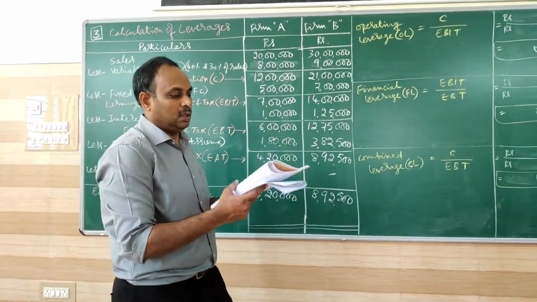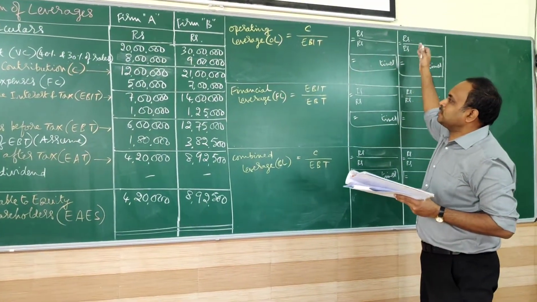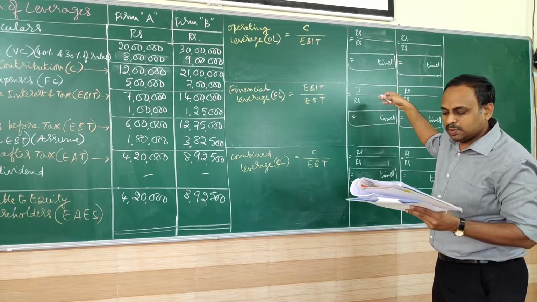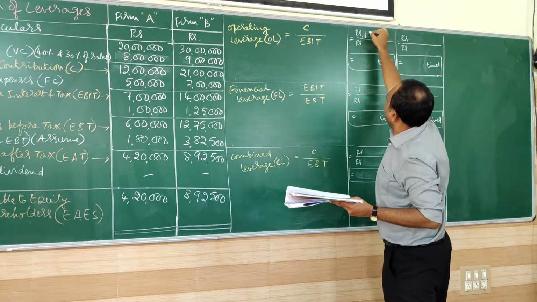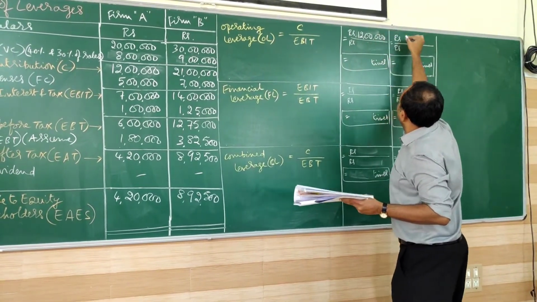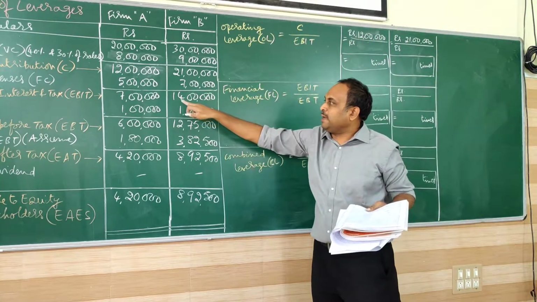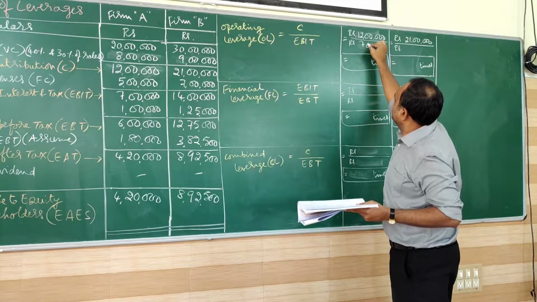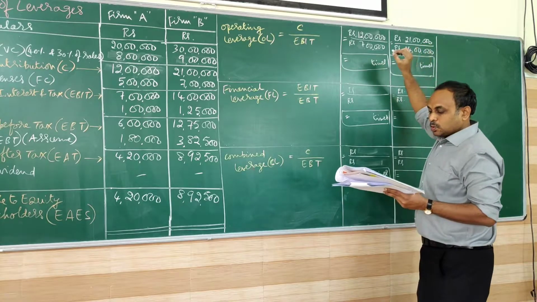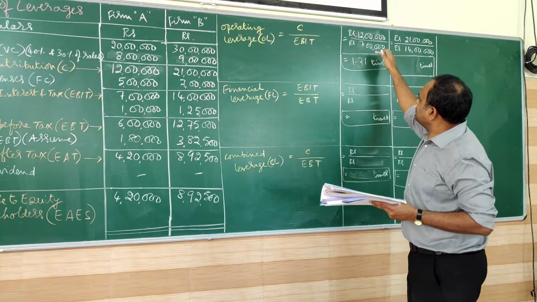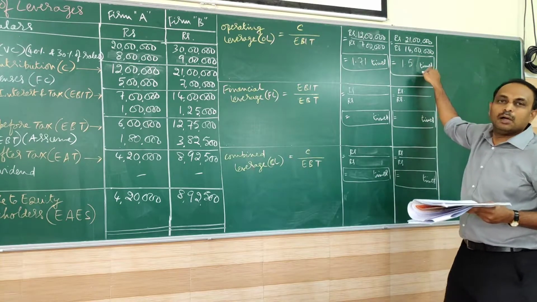Now we'll move on to the leverages part of it. Operating leverage for A as well as B. I am continuing the two columns as it is. C, we have here 12 lakh and 21 lakh. Then EBIT 7 lakhs and 14 lakhs. So here I get 1.71 times for A and 1.5 times for B.